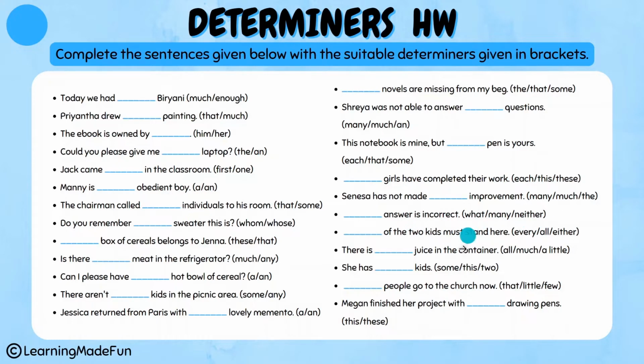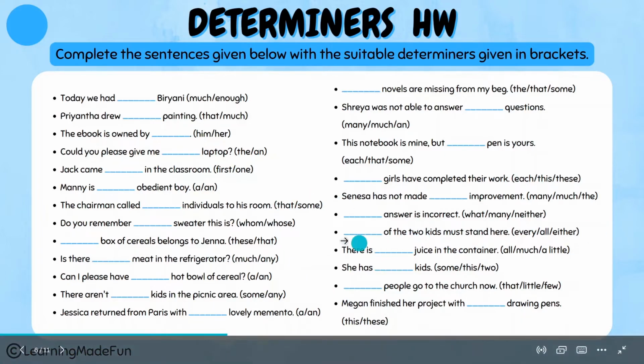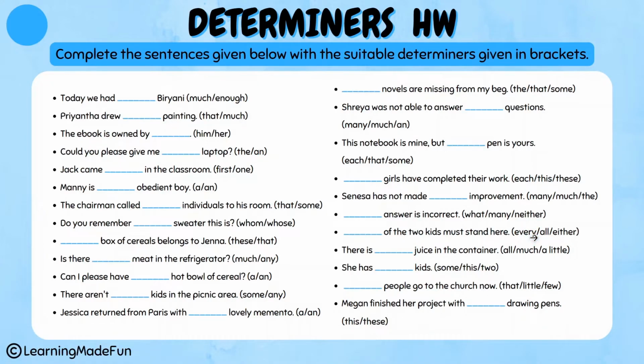Every, all, or either of the two kids must stand here. So either of the two kids must stand here. So we're given a choice between the two.